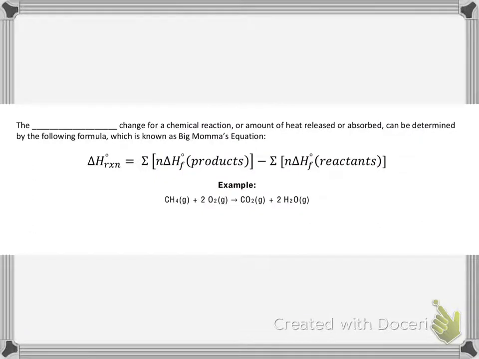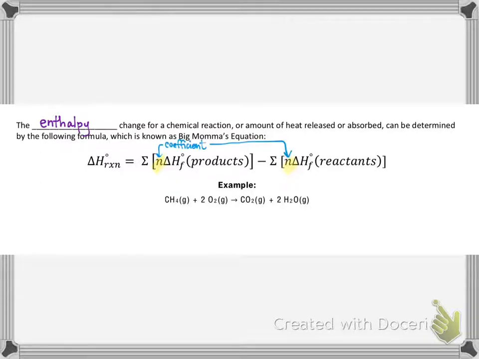Okay, now let's look at something called Big Mama's equation. This is the equation we use to calculate the enthalpy change for a chemical reaction using the enthalpies of formation of the individual chemicals involved. So this equation kind of looks pretty intimidating, but it's actually really easy to use. So let's talk about what a couple things in this equation mean. The delta H sub F are, of course, enthalpy of formation. The N is the coefficient of that chemical in the chemical reaction.